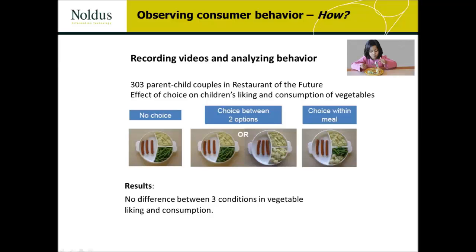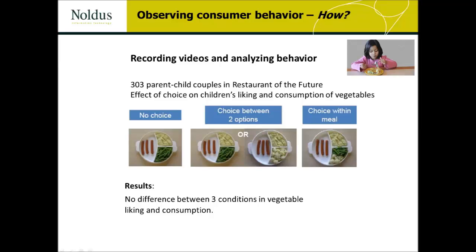More than 300 children were invited to visit the restaurant with one of their parents. The children were 4 to 6 years old. They were randomly assigned to one of 3 conditions. No choice condition, in which they were offered a plate with a typical Dutch meal consisting of potatoes, one type of vegetables and sausages. In condition 2, they could choose between 2 plates, and in condition 3, they were offered a plate with 2 types of vegetables.